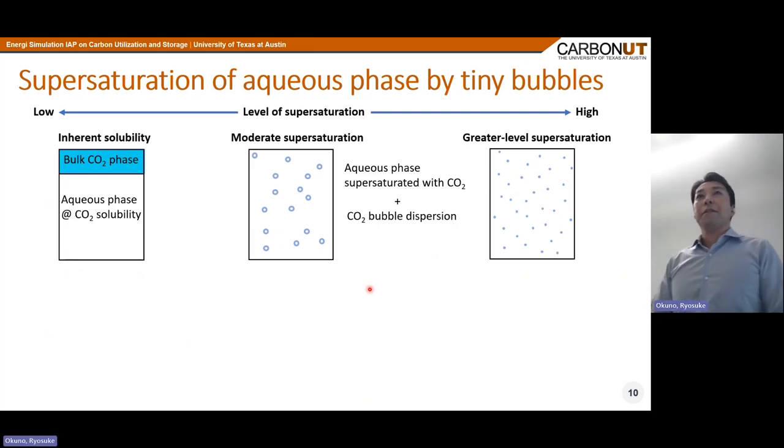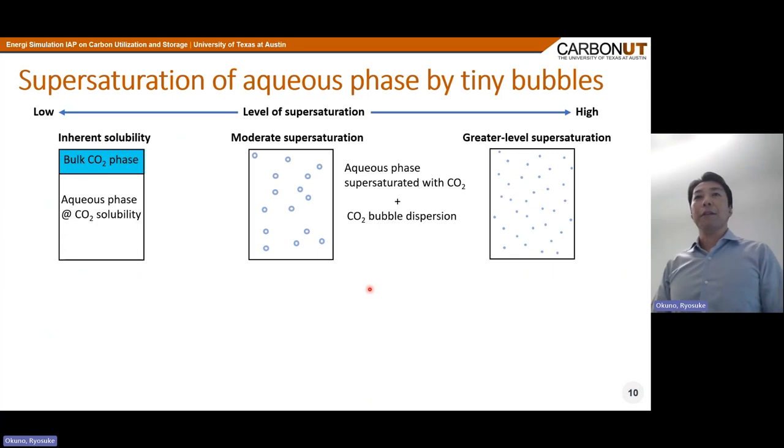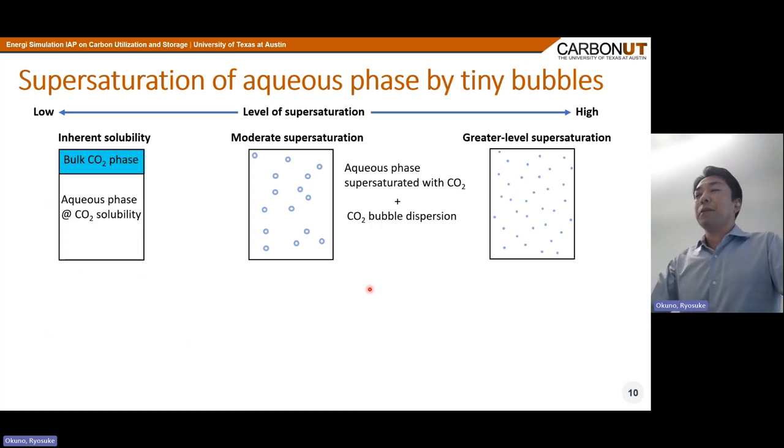Here I'm showing a schematic illustration of supersaturation of the aqueous phase by tiny bubbles. On the left, I'm showing the bulk two phases, with a CO2 rich phase and a water rich phase at the CO2 solubility. In the middle, we have a nanobubble dispersion with relatively larger bubbles than the one on the right, in which we have smaller bubbles.